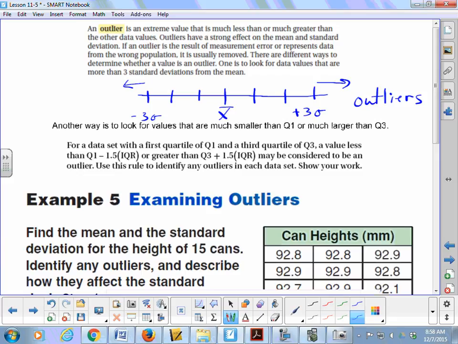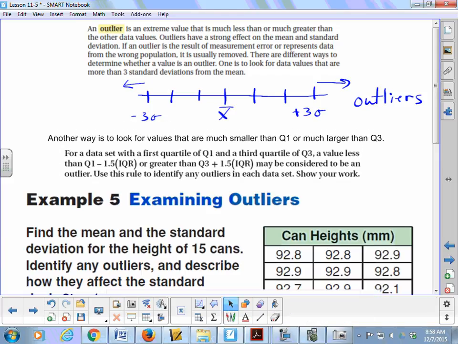And it depends on the situation which one of these you actually use. And if you take a statistics class, then you would figure out when we should use one versus the other.